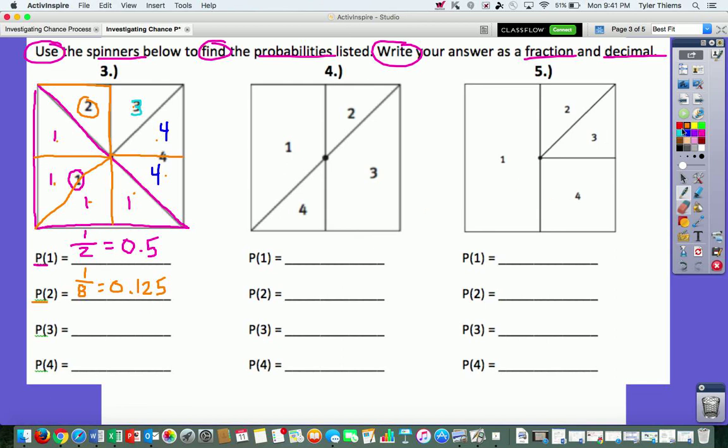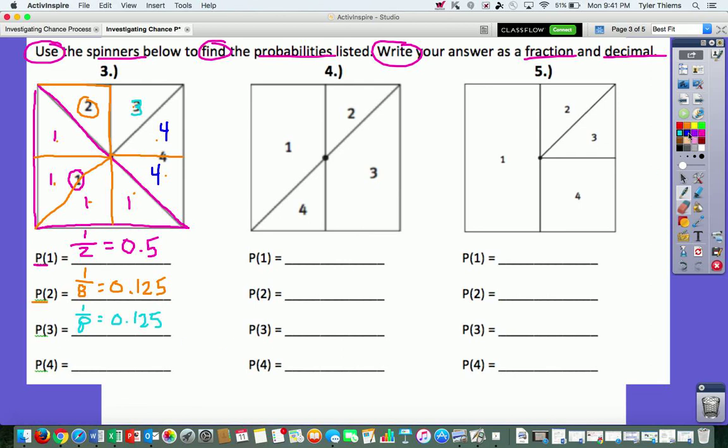Let's do the same thing for number 3. So now it's a lot easier, now that we've divided them all into equal parts, into the smallest pieces. Again, there's only one 3 here. So again, it's 1 out of 8 total pieces. And again, as a decimal, that would be 0.125 or 12.5%.